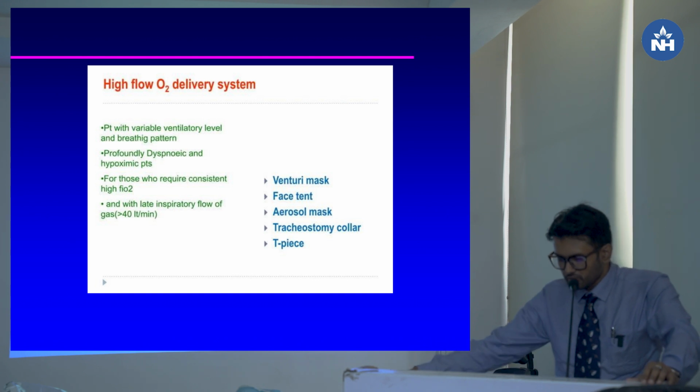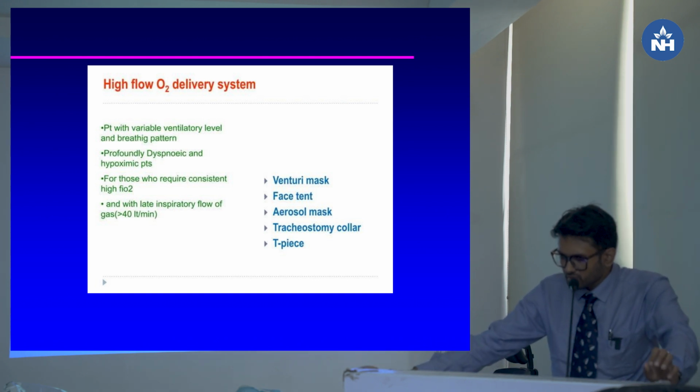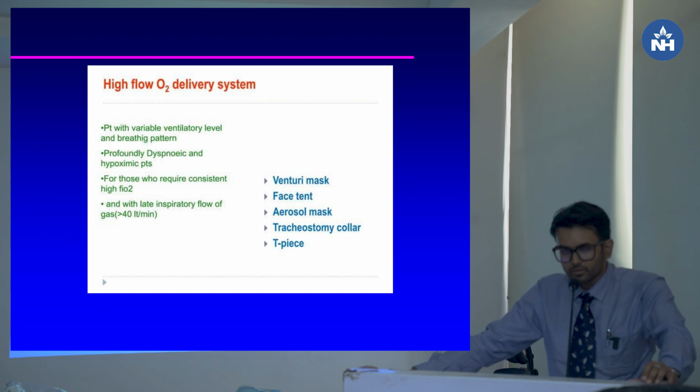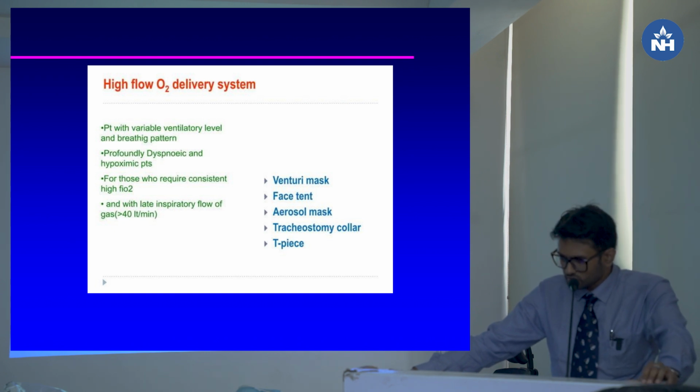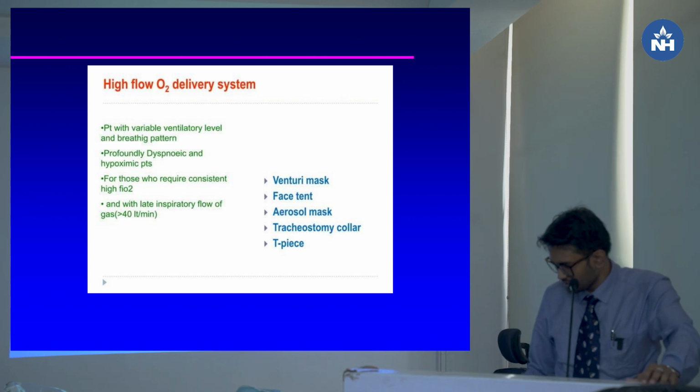High flow oxygen delivery. So patients with variable ventilatory level and breathing pattern, profoundly dyspneic and hypoxemic, and for those who require constant high FiO2 and with late inspiratory flow of gases. So types are Venturi mask, face tent, aerosol mask, tracheostomy collar, T-piece.